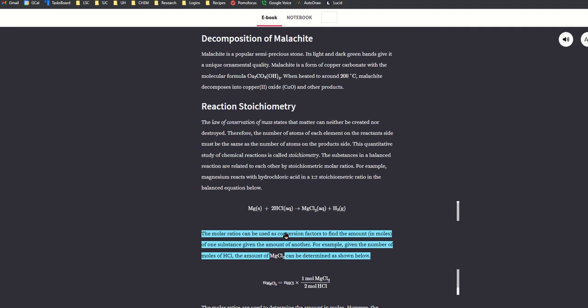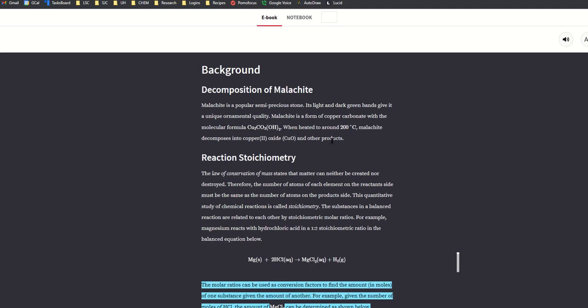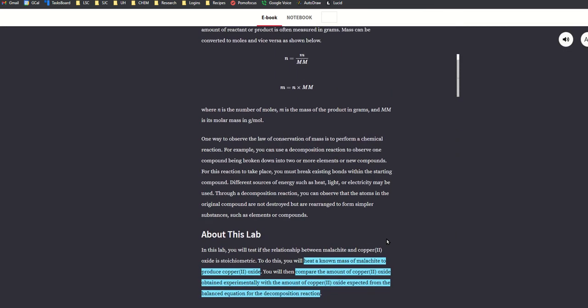So remember way up here at the top, we mentioned that malachite happens to decompose into copper oxide. So that was very important, because that's what you're going to be doing here. You're going to be heating a known mass of malachite. It's going to produce copper oxide, and then you're going to compare the amounts. You're going to see, okay, I had this amount of malachite. To what ratio did I get copper oxide? What was the ratio, right? So you're going to observe this experimentally.